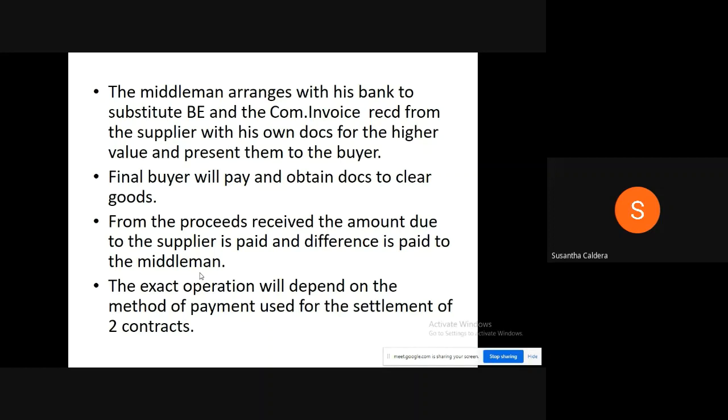Then the final buyer will pay and obtain the documents to clear the goods. From the proceeds received, the amount due to the supplier is paid and the difference is paid to the middleman. The exact operation will depend on the method of payment used for the settlement of the two contracts. This is important. How are we going to settle these two contracts? That's the most important thing, right?